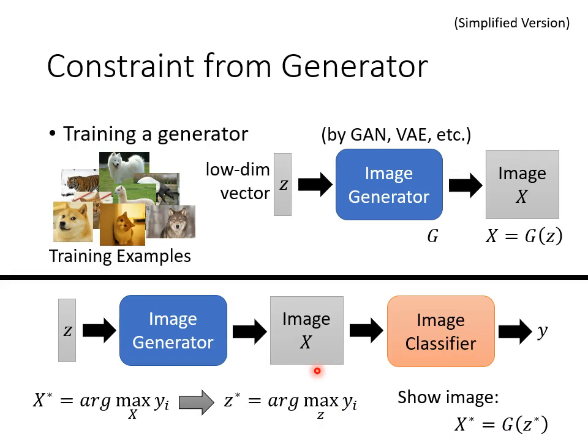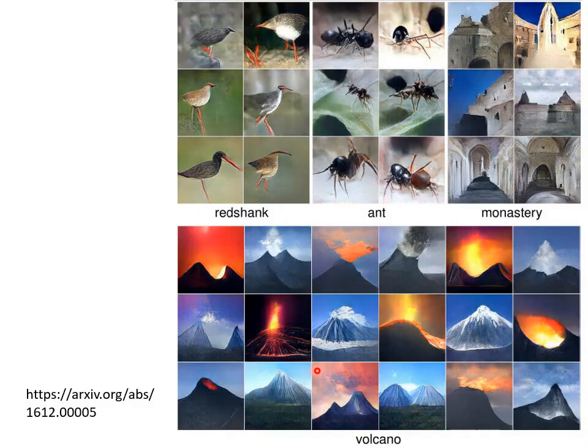Okay, what does X star look like? Suppose you want to produce an image with the highest confidence score for ants. These are the photos that came out. They are great, right? I can immediately see that this is an ant. Let's do this again for volcanoes. We generated a bunch of volcano pictures and picked out those pictures with a high score with a classifier. Here are the images. These images look like volcanoes indeed.